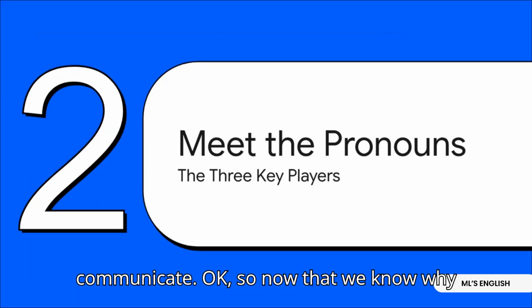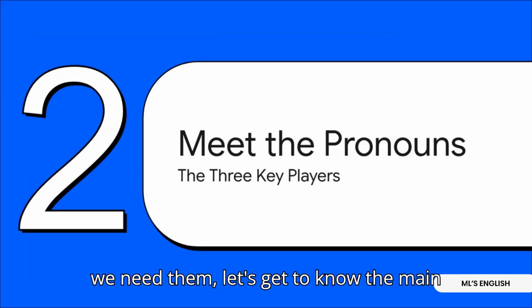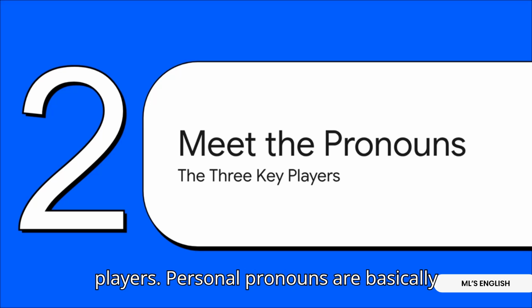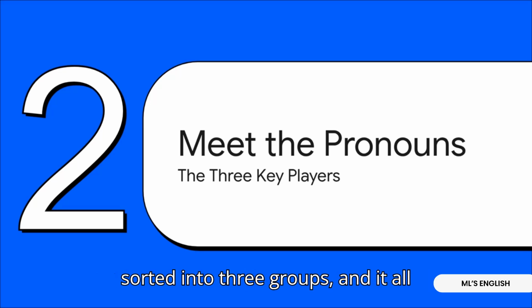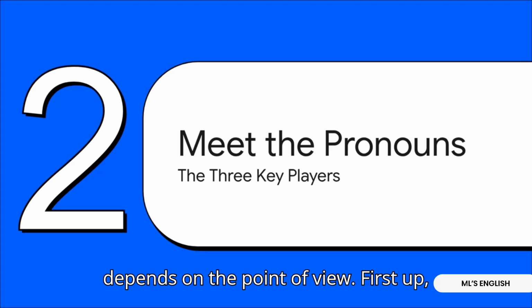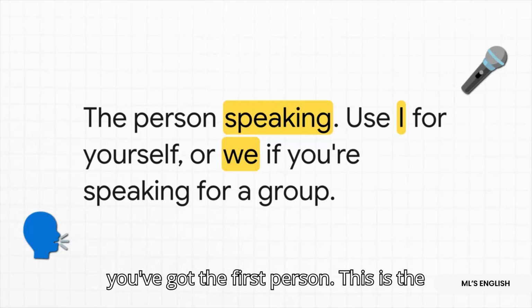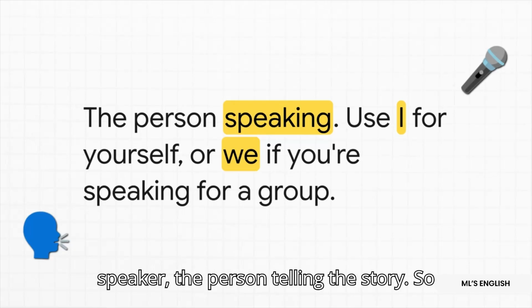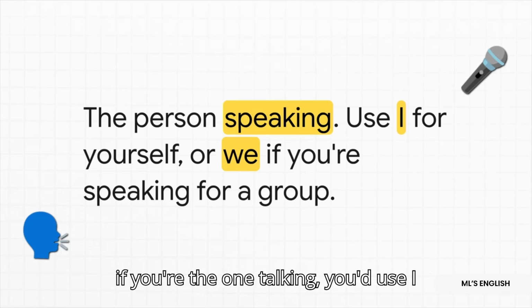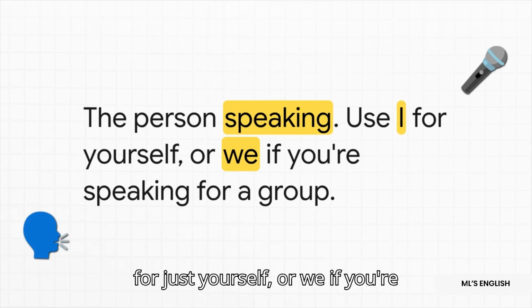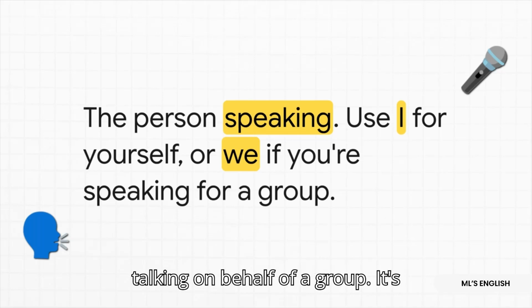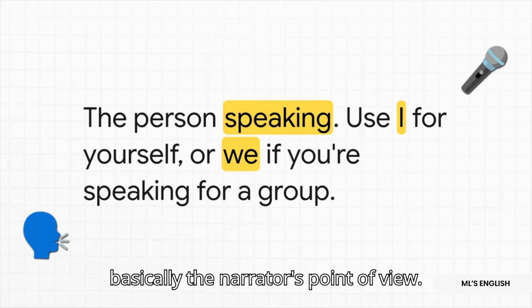Okay, so now that we know why we need them, let's get to know the main players. Personal pronouns are basically sorted into three groups, and it all depends on the point of view. First up, you've got the first person. This is the speaker, the person telling the story. So if you're the one talking, you'd use I for just yourself, or we if you're talking on behalf of a group. It's basically the narrator's point of view.